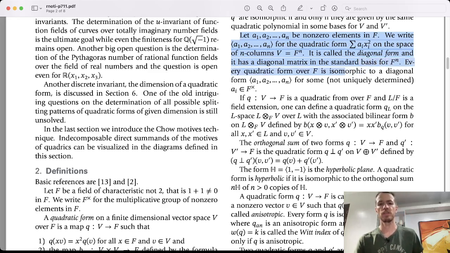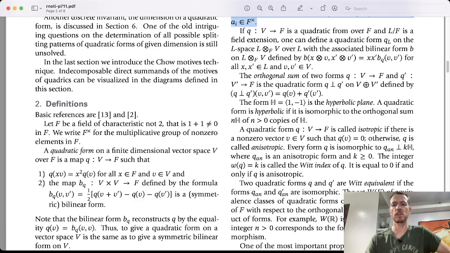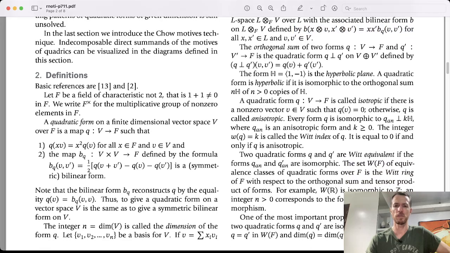Every quadratic form over F is isomorphic to a diagonal form ⟨a1, ..., an⟩ for some not uniquely determined ai in F×. If Q: V → F is a quadratic form over F and L/F is a field extension, one can define a quadratic form Q_L on the L-space L ⊗_F V with the associated bilinear form B defined by B(x ⊗ v, x′ ⊗ v′) = x x′ B_Q(v, v′) for all x, x′ in L and v, v′ in V.